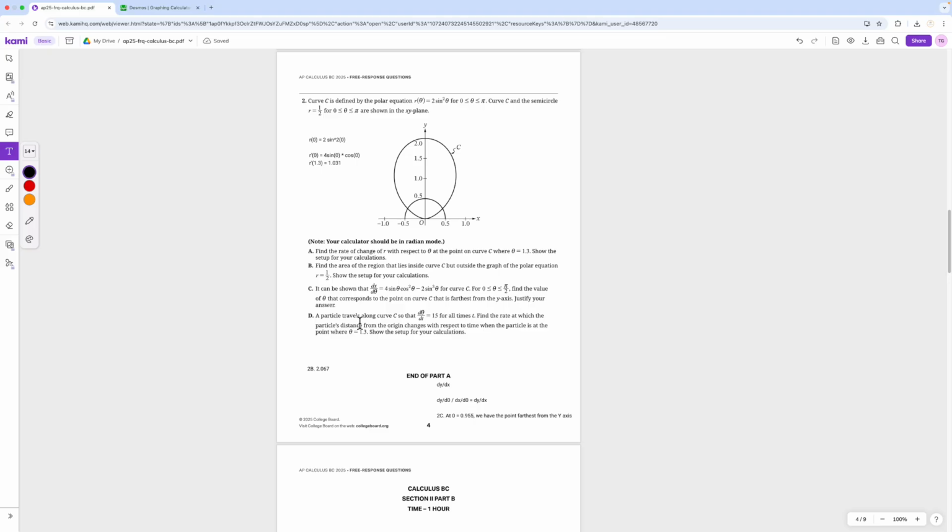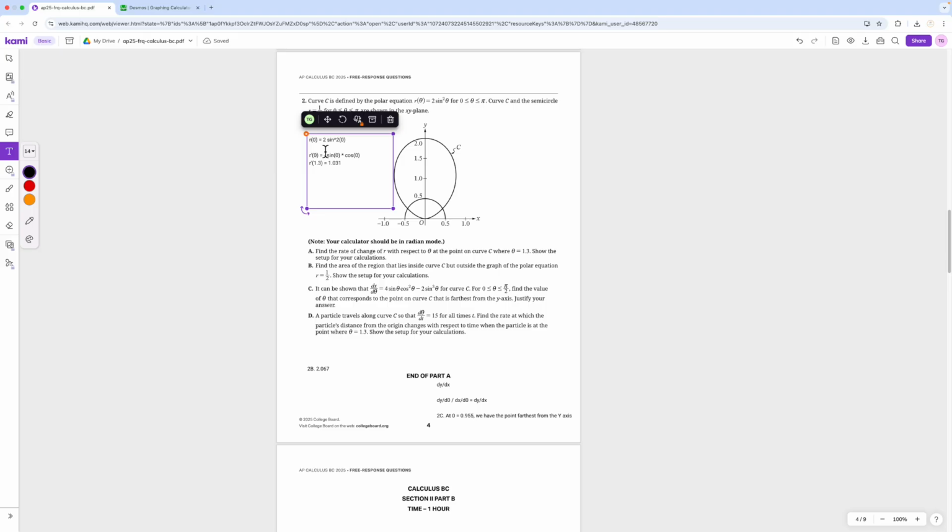And now the final question. A particle travels along curve C such that d theta dt is constant 15 for all times t. Find the rate at which the particle's distance from the origin changes with respect to time when the particle is at theta equals 1.3. Well, that's what we have to find. The rate at which the distance from the origin changes when we're at theta equals 1.3.